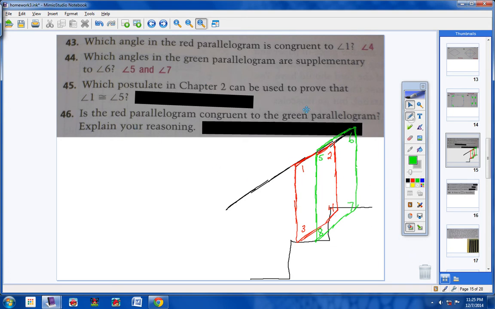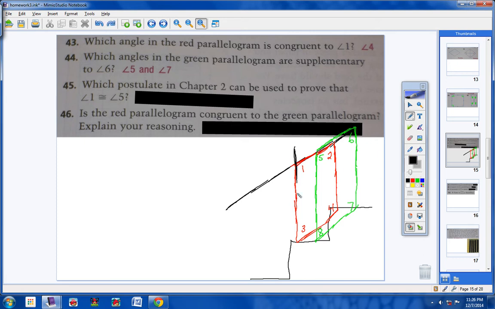Which postulate in chapter 2 can be used to prove that 1 is congruent to 5? Now look, here's 1 in the red parallelogram. Here's 5 in the green parallelogram. How do I know those two angles are congruent? Well, here's how I know, guys. Look, I have a line here.